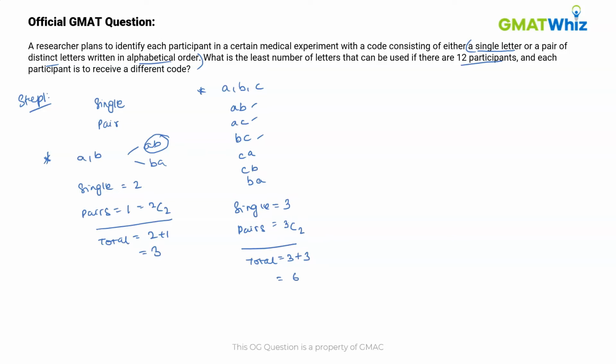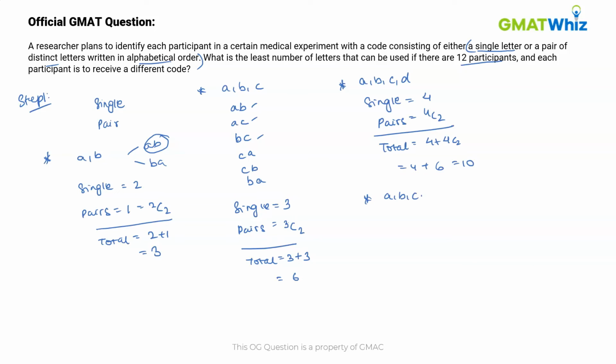Similarly, let's take 4 letters. Then the number of ways I can select the letters individually will be equal to 4, and in pairs arranged in alphabetical order will be 4C2. Then the total number of codes that I can get is 4 plus 4C2. Now this is equal to 4 plus 6, which is equal to 10. Now 10 is still less than 12, so we have to check for 5 letters as well.